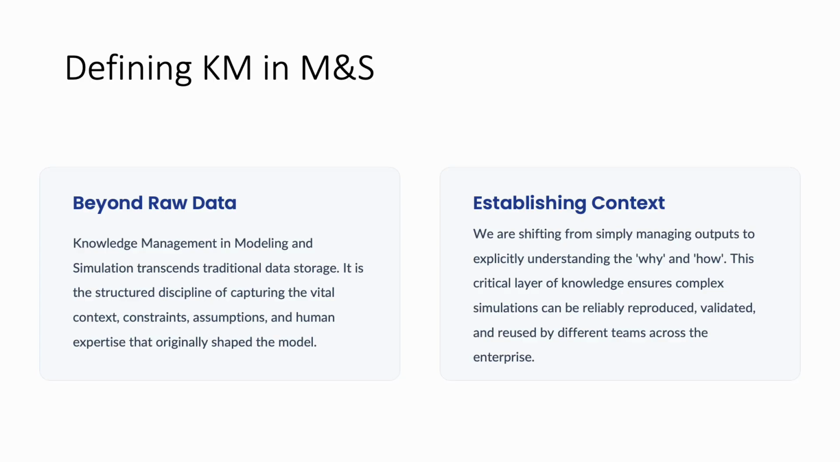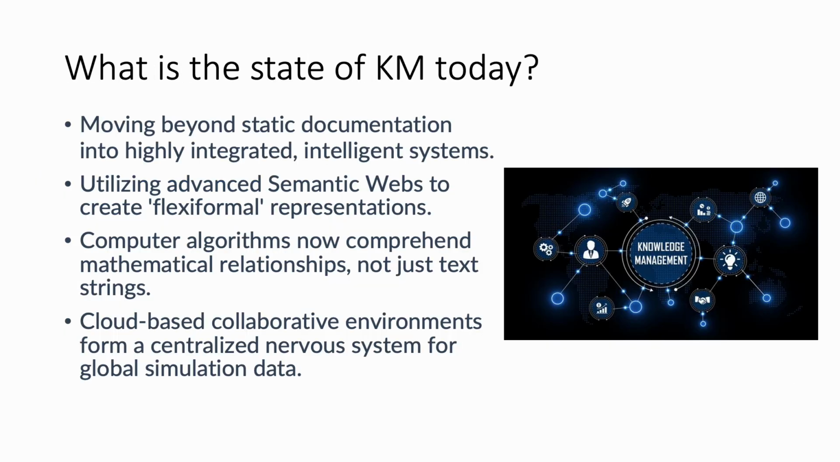You'll find these concepts were similar to our lesson a couple of weeks ago about verification, validation, and accreditation. We're shifting away from simply managing output data to explicitly understanding the why and the how the data came about. Why was this simulation built? What were the boundaries of the conditions? This critical layer of knowledge ensures that complex simulations can be reliably reproduced, scientifically validated, and safely reused by entirely different teams years after the original teams moved on.